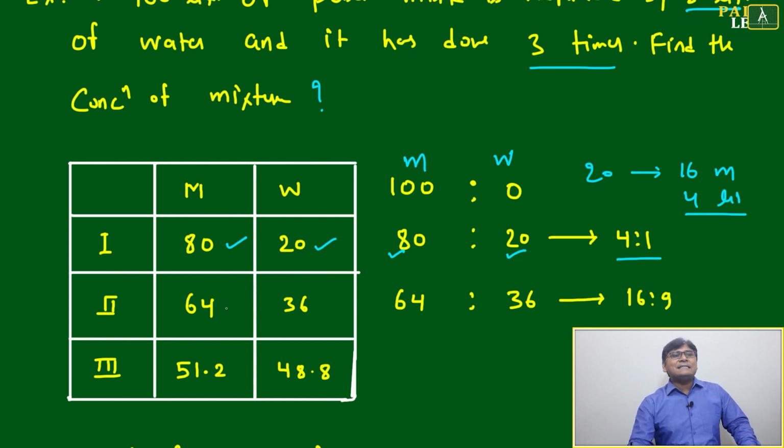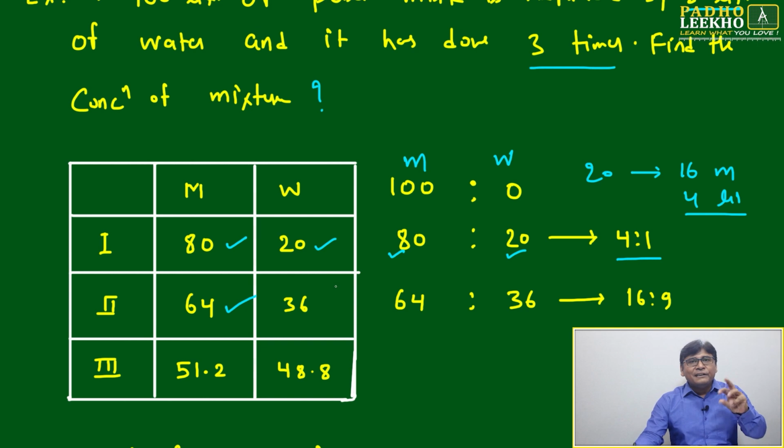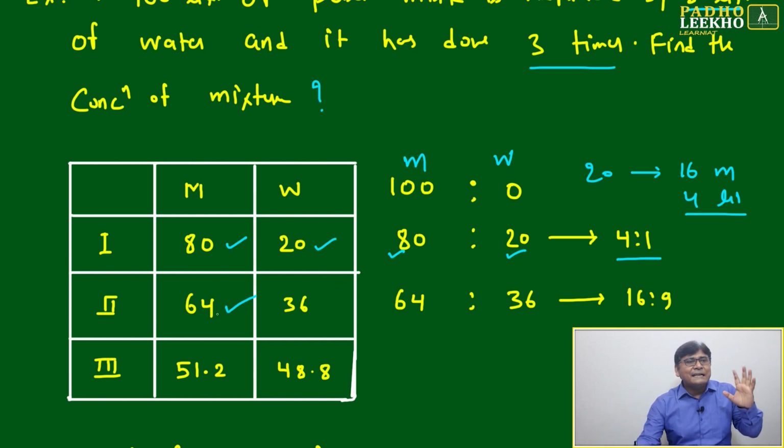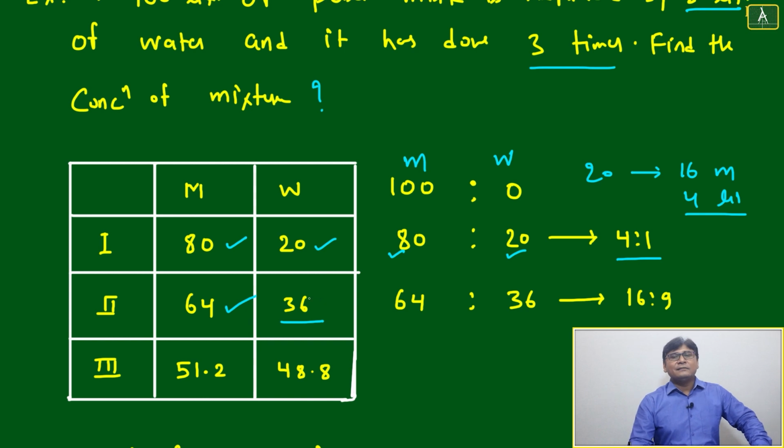Means 80 minus 16: out of 80 liters, once you remove 20 liters from this mixture, 16 liters of milk will be removed, then your milk will remain 64 and the remaining will become 36 water. Correct? 36 will become water because this 16 you removed plus earlier it was 20, 20 plus 16 will become 36. Next operation, again the same thing will happen.